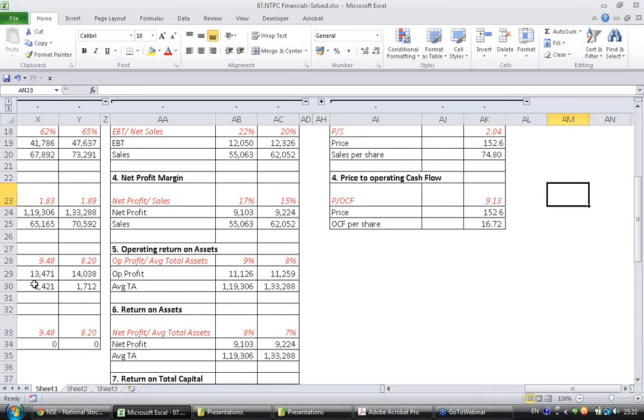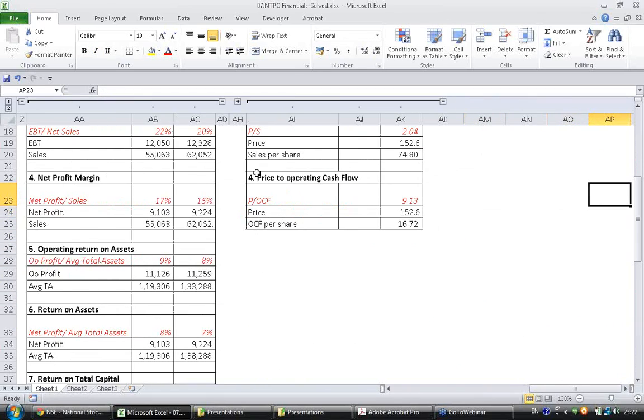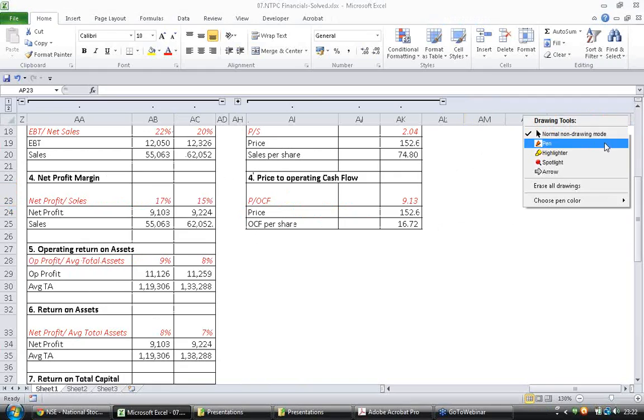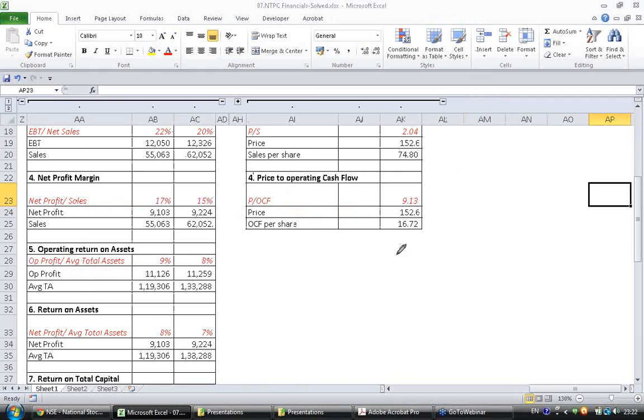So the interpretation of this is similar to the price to earnings ratio. If the cash flow of 16.72 does not grow at all, then on a cash basis, it will take 9 years to recover this 152.6 invested. Needless to say, one would want to recover his capital as early as possible and hence would want this number to be as low as possible to consider a stock attractive.